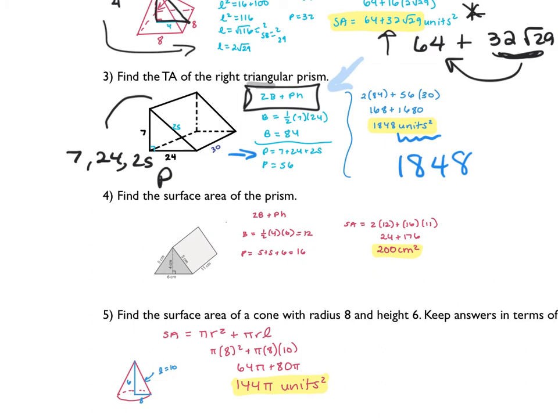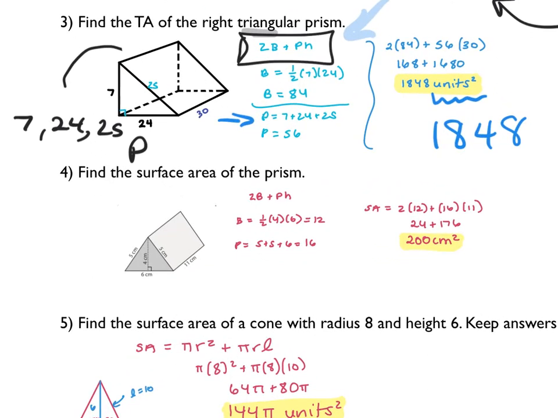Again, another triangular prism. However, this time it's not a right triangular prism. However, they're giving you the height of that triangle base. So the base times height, so 4 times 6 divided by 2. And that gives you the base area, which is 12.